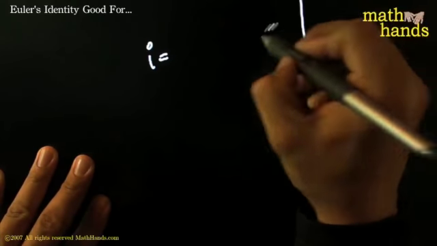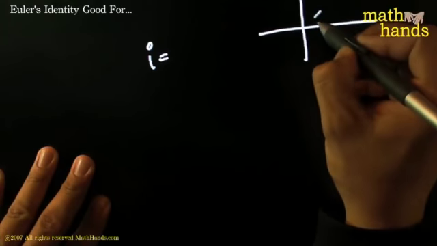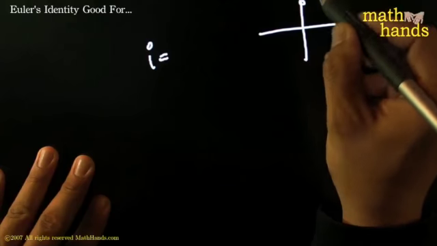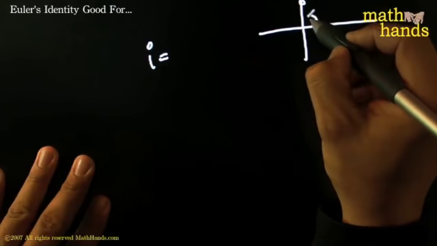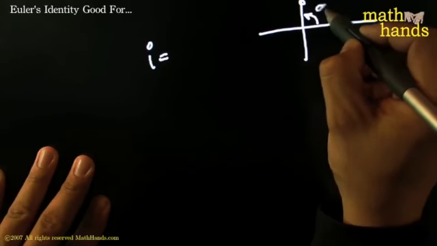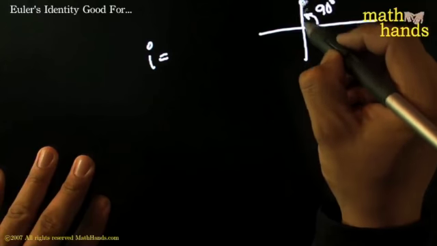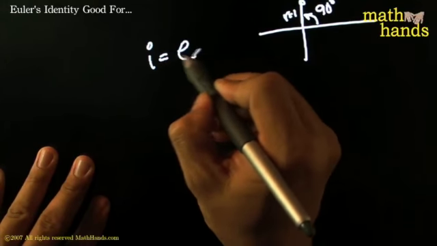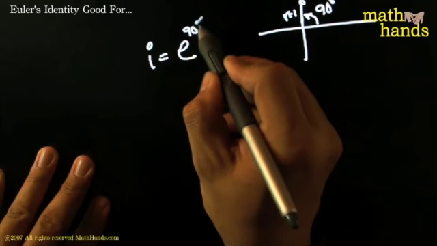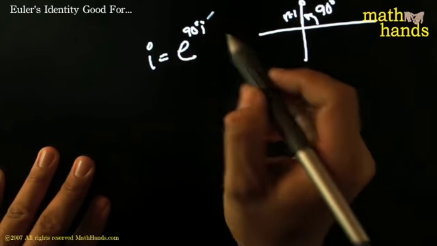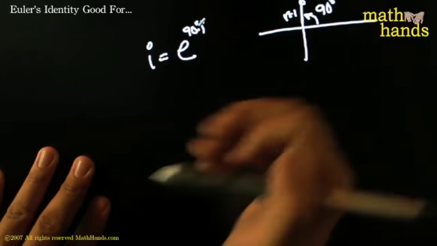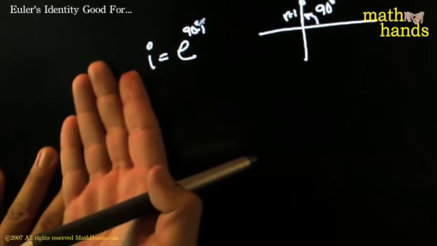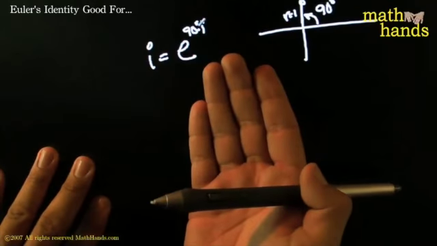But wait, there's more. Let's run down through my infomercial cheat sheet here. Multiplying, easy. Dividing, easy. Powers, easy. How about roots? What does Euler's identity tell us about roots? Well, let me tell you. Take, for example, this number, the square root of i.